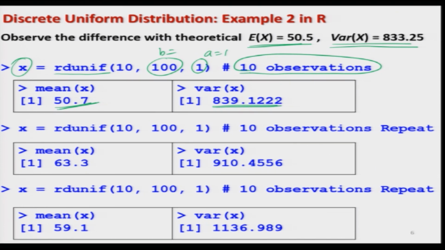Now, can you compare these values, this 50.7 and this 50.5? You can see here that the true value is 50.5, but you are getting here a value of 50.7. So, that is different, and the value of variance should be 833.25, but you are getting 839.1222. So, this is also different, right, but they are pretty close.